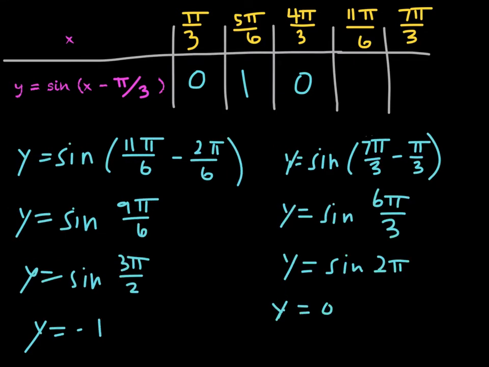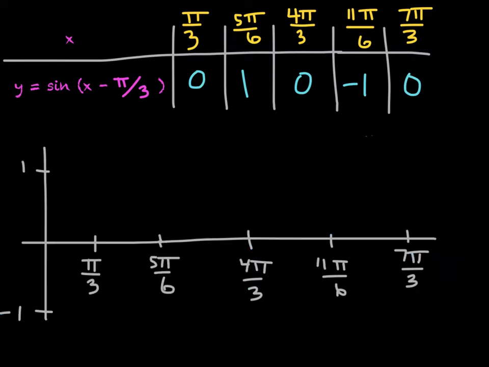All right, I went ahead and plugged in my last 2 values, and I got negative 1, which I expected to get, and then back up to an x-intercept. Now it's time to draw the curve through these points. I've scaled my axes. We're starting at pi over 3, 0, so it's an x-intercept. Then we move up to a maximum here at 5 pi over 6. We come back down to an x-intercept. We move down to a minimum here at 11 pi over 6, and back up to an x-intercept. So the curve looks something like this.